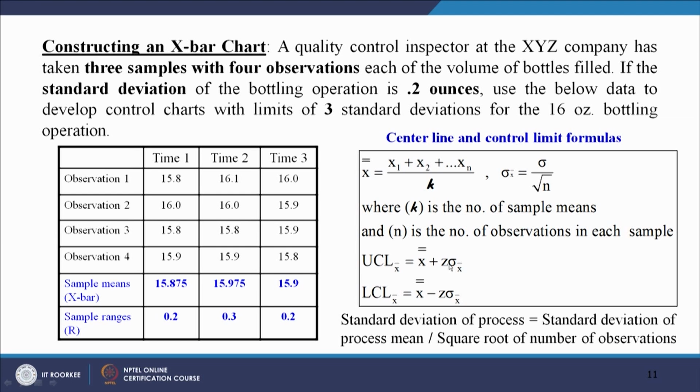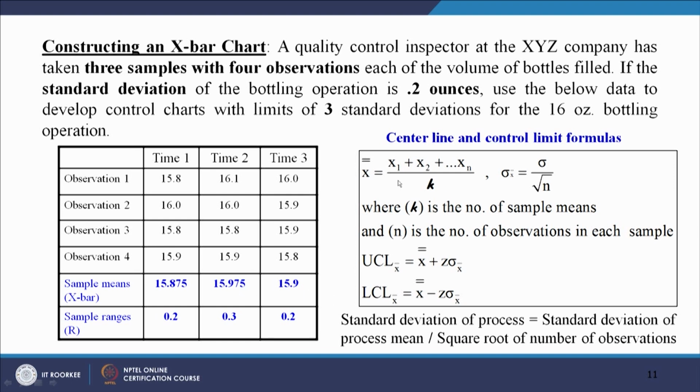Z is 3 standard deviations, so Z is equal to 3, and X double bar is the mean of means that we have calculated here. These are the 3 means for the samples: mean of sample 1, mean of sample 2 and mean of sample 3.